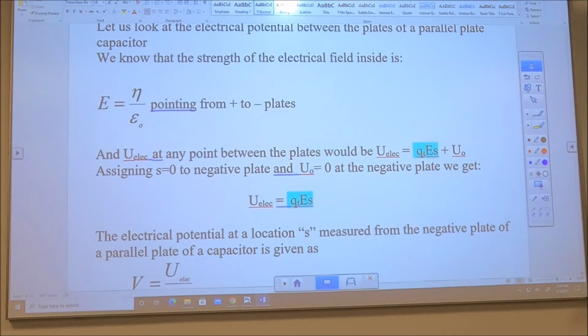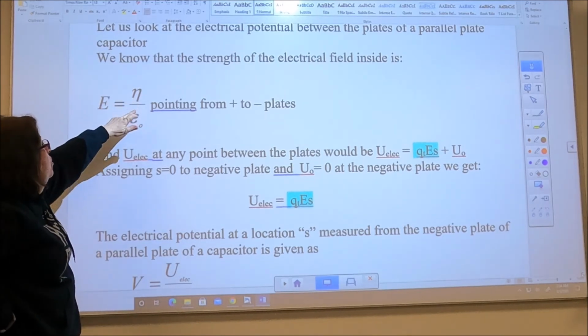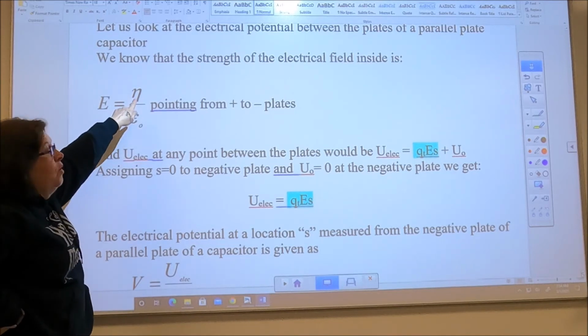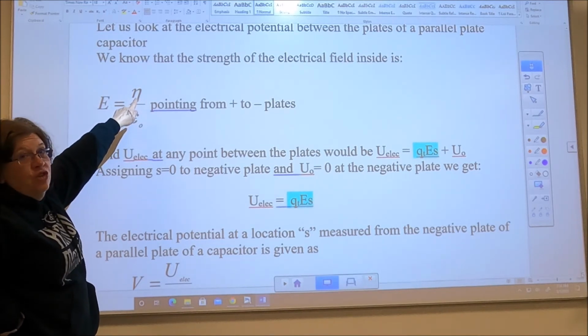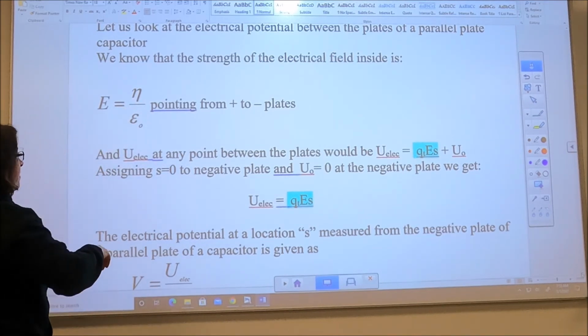Now let's move on and let's talk about the electrical potential between the plates of a parallel plate capacitor, and let's start relating the electric field to the strength of the electrical potential, and eventually to voltage. So we know the strength of the electric field inside a parallel plate capacitor is equal to eta divided by epsilon 0, where eta, remember, is our surface charge, our charge per unit area, and epsilon 0 is a constant.